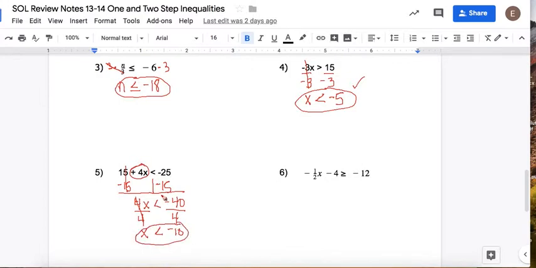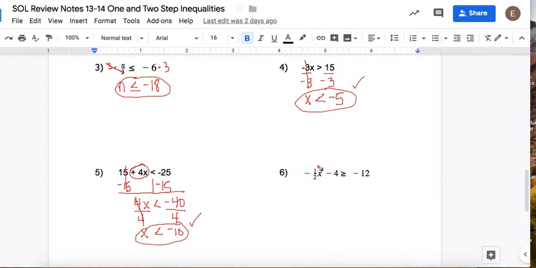And I can pick something less than -10. So let's pick -11. 4 times -11 is -44. 15 plus -44 is -29. And -29 is less than -25. So it does in fact check.